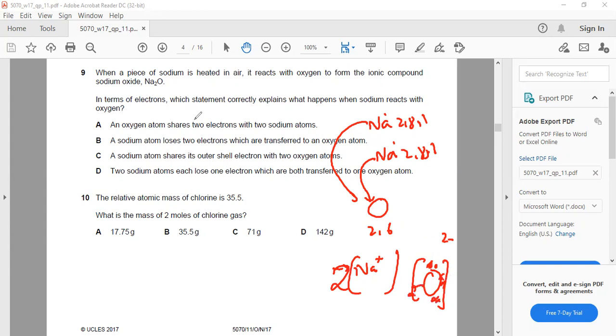Okay, that is the explanation. But how will you do it shortly? An oxygen atom shares, never. Group 1 metal forms ionic bond. Shares, 100% wrong. It's not sharing. So B, a sodium atom loses 2 electrons. Wrong. Sodium atom is group 1, loses 1 electron. D is the answer. Two sodium atoms each lose 1 electron, which is transferred to the oxygen atom.